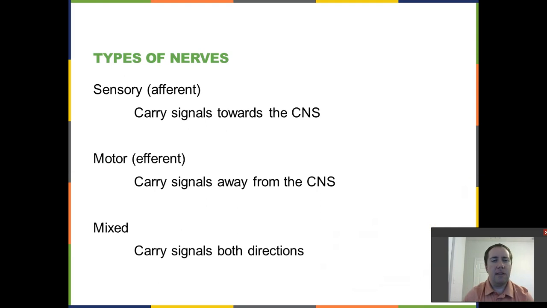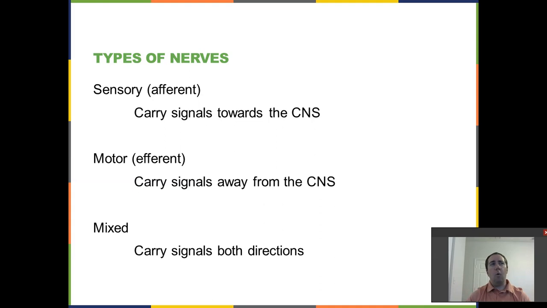We've talked about sensory and motor neurons. Remember, the sensory neuron is called an afferent neuron. A motor neuron is called an efferent neuron. We can also have a sensory or motor nerve. Now, a spinal nerve is both afferent and efferent, we just said. So that would be a mixed nerve.